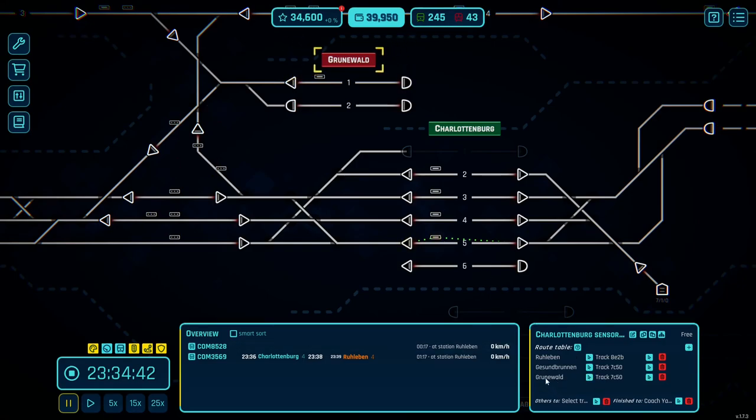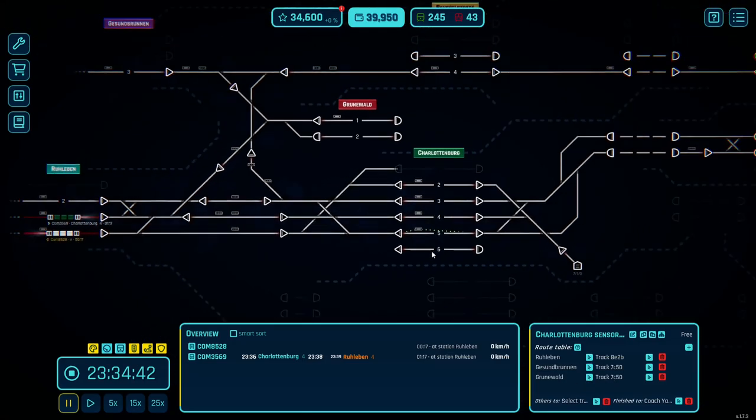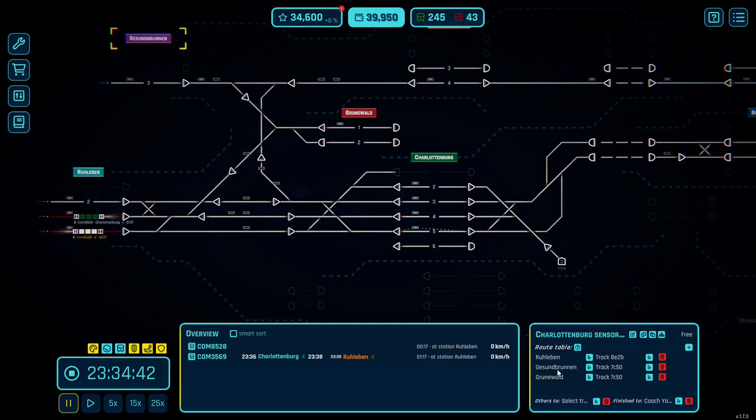So you can tell what you're doing by hovering, and you can see it's picking the station. Now it's going to pick the track. So that is where I'm saying anything departing this station to Grunewald should go there. Anything going to, let me zoom out a bit, Gesundbrunnen should also go there. Anything going to Ruhlbinnen goes down the center track.